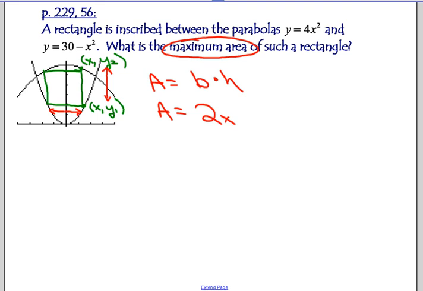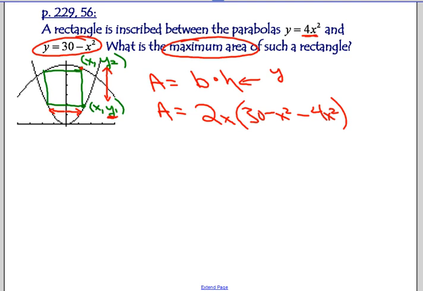It is right here, the equation of that parabola opening downward. So it'll be 30 minus x squared. Minus, what's y1? That's our parabola opening upward, so 4x squared. So our height was y2 minus y1. That was our height.